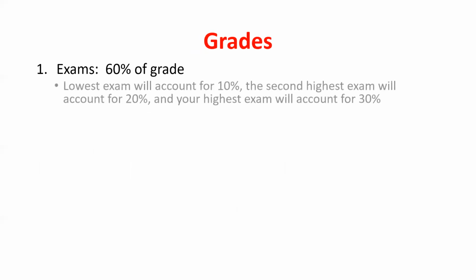Basically, whatever your best exam grade is going to count. It will be weighted by 30% of your overall grade in the class. Your second best exam only counts for 20%, and your worst exam is only 10, right? So basically what this allows you to do is if you don't do very well or bomb an exam, it doesn't have near as much weight towards your overall grade as the exams that you did well on, right?